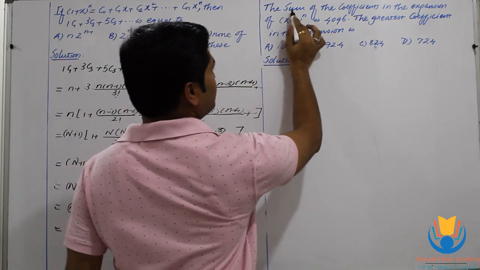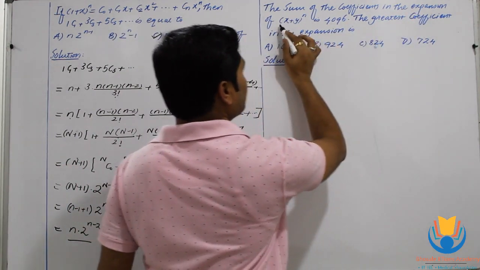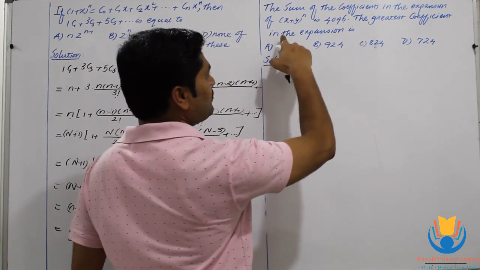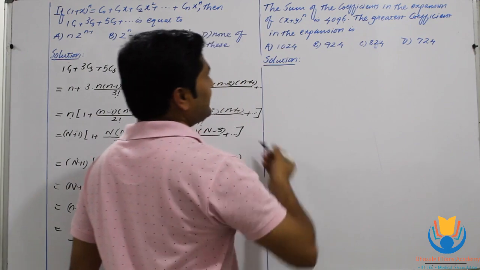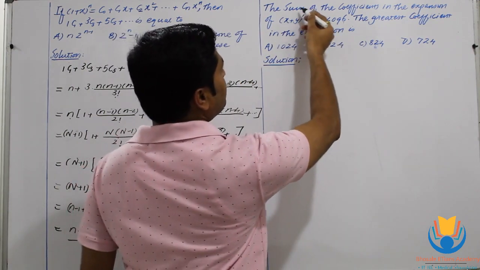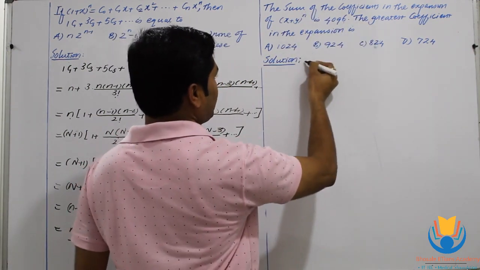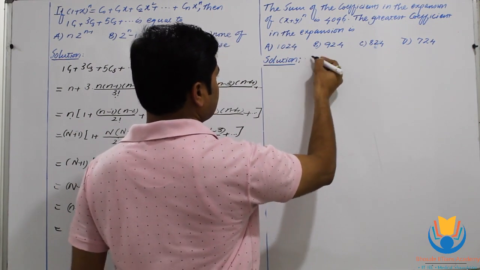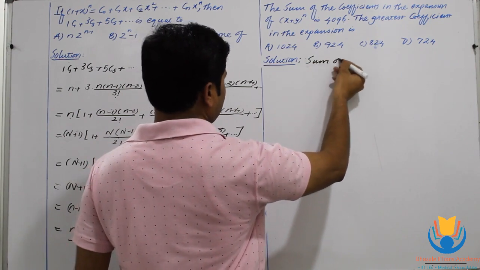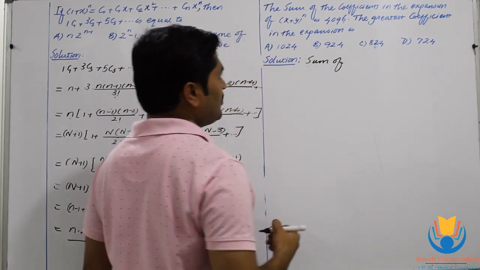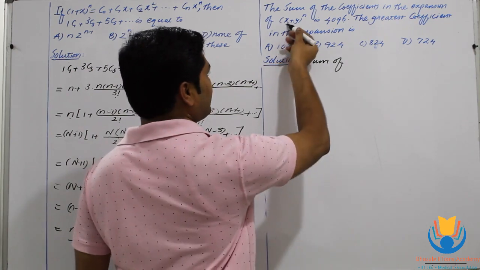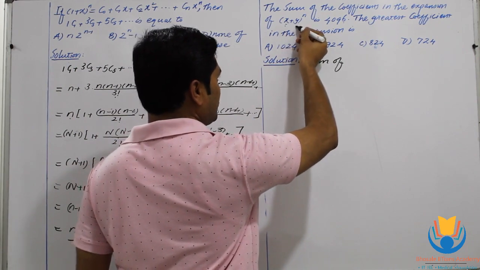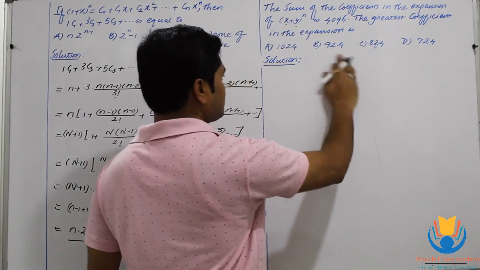So here the sum of the coefficients in this particular expansion is given to be 4096, and we have to find the greatest coefficient in this expansion. For that, we will first find the sum of coefficients using some formula. As you know, sum of coefficients in any expression like this can be calculated by putting x equal to 1 and y equal to 1. So let's write it directly.